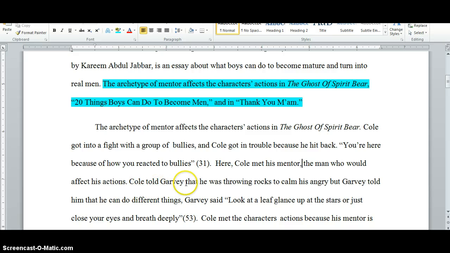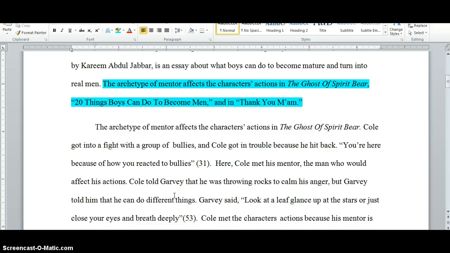Cole told Garvey that he was throwing rocks to calm his, he probably meant to say anger, comma, but Garvey told him that he can do different things, period. So think about when you take a break when you're speaking. When you take a full pause where you stop, that's usually when you have a period. If you take a half pause, it's like this, and then like this. So it's kind of a half pause.